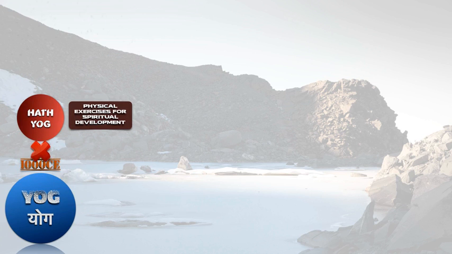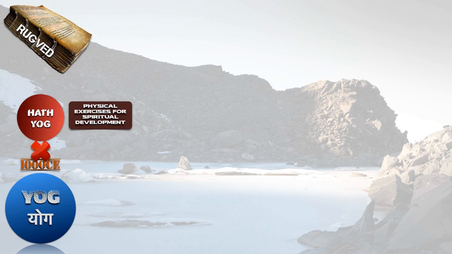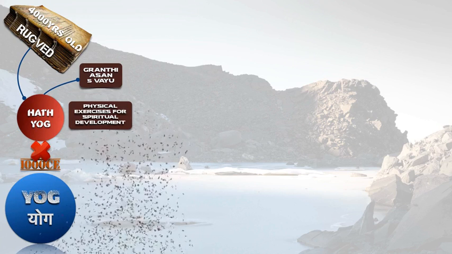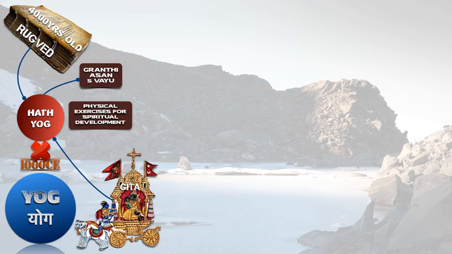In the Rig Veda, a text supposed to be codified more than 4000 years ago, several Hatha Yoga concepts like Granthi, Asana and 5 forms of Vayu are mentioned through interpretive symbolism. In the Bhagavad Gita, the main Hatha Yoga practices are mentioned.